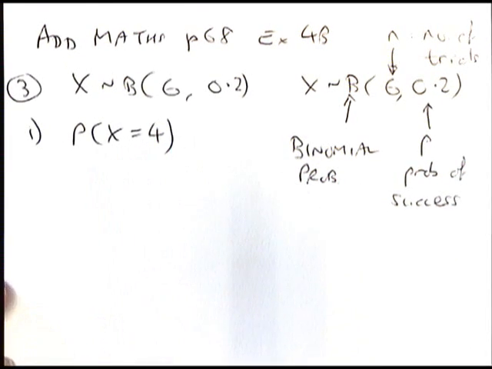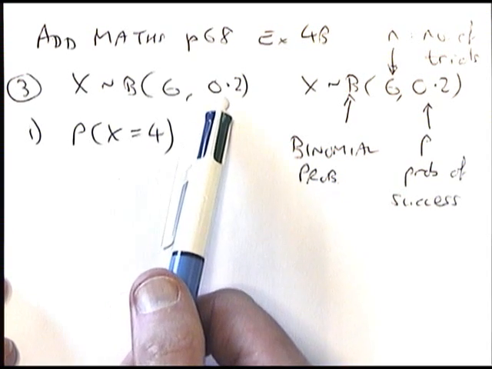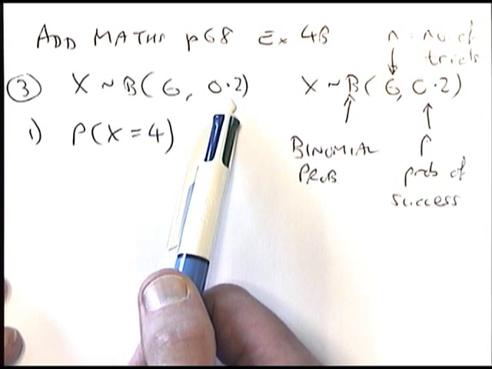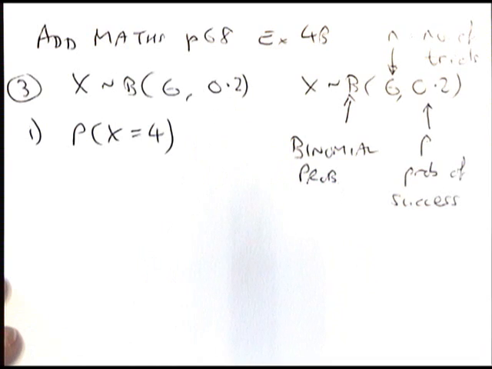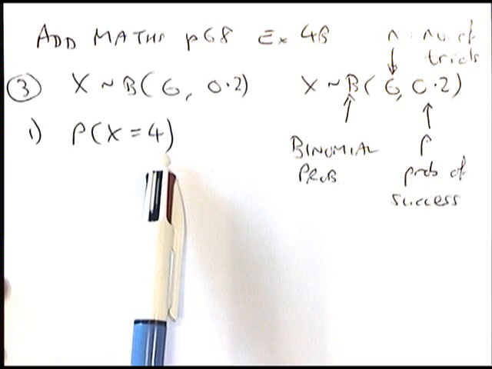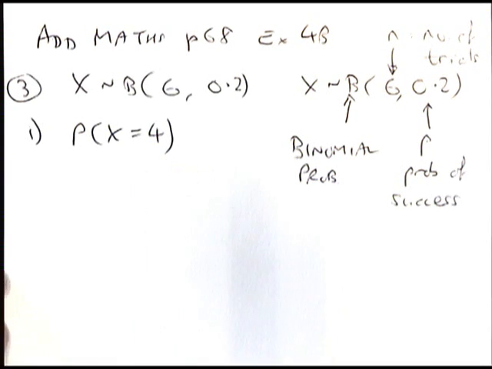So we've got some experiment. We're doing something 6 times, and every time we do it, the probability of getting a success, whatever that is, is 0.2. And that's constant in all the 6 goes we have at doing this experiment. They want us to work out the probability of getting exactly 4 successes.